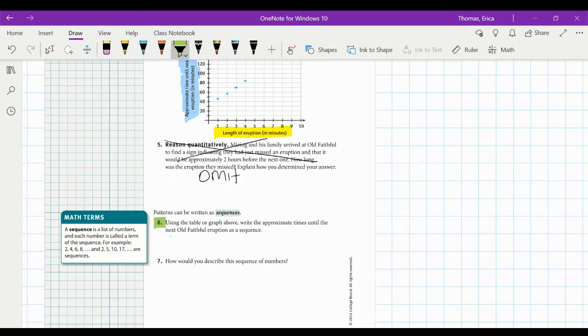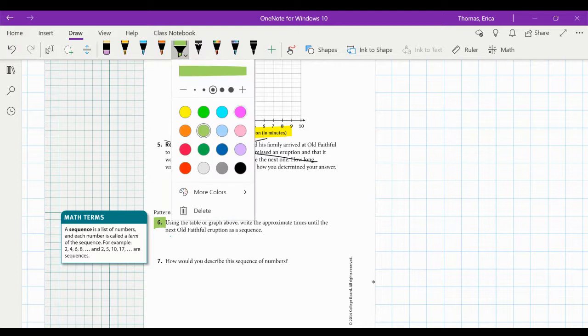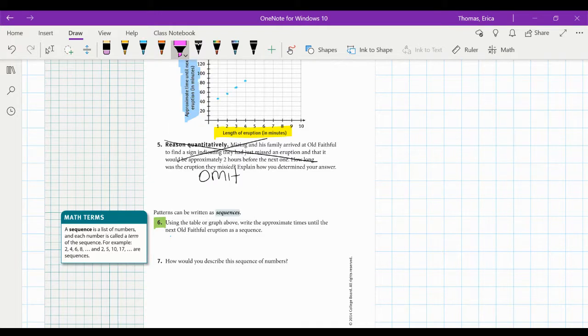But first, let's read some info here. They're telling us that patterns, the pattern that we just recognized in the table, can be written as a sequence. Well, what is a sequence? A sequence is a list of numbers, and each number is called a term of the sequence. And then they give us some examples of what a sequence looks like there.